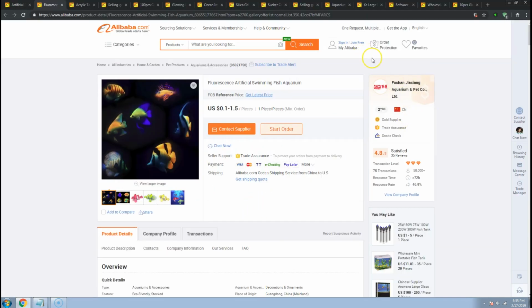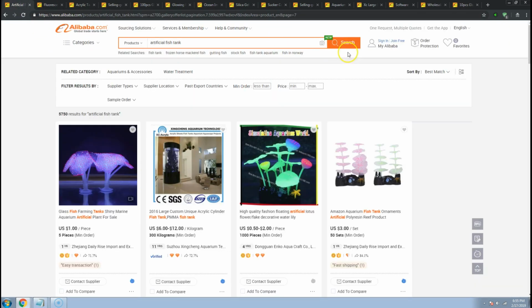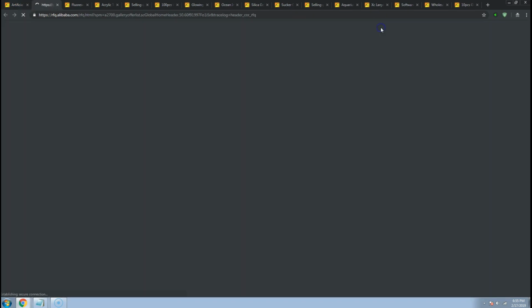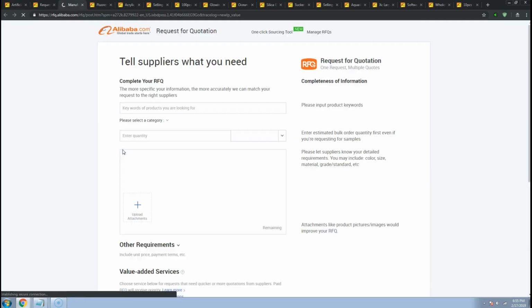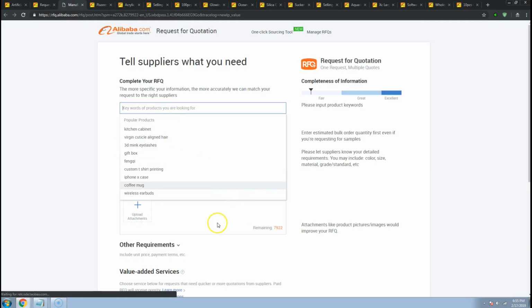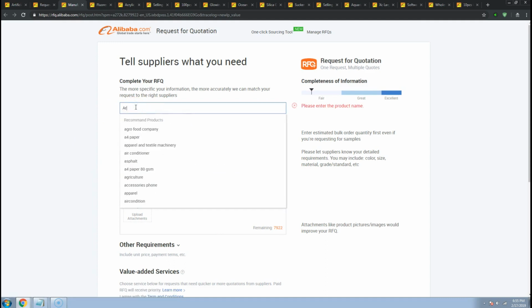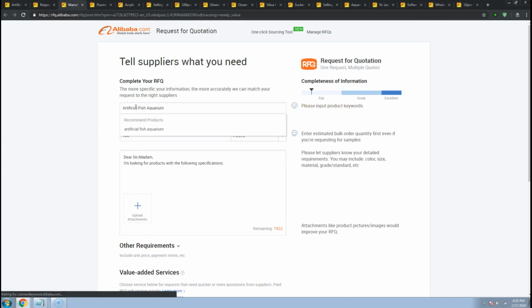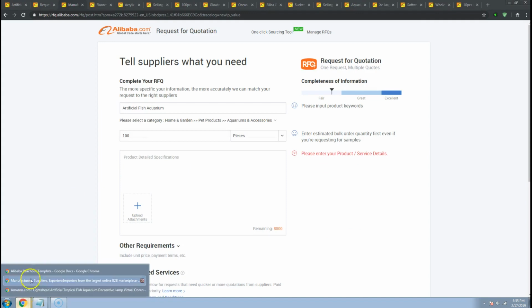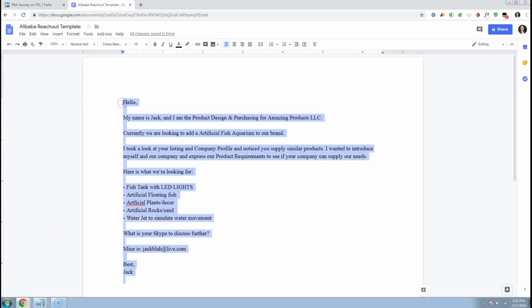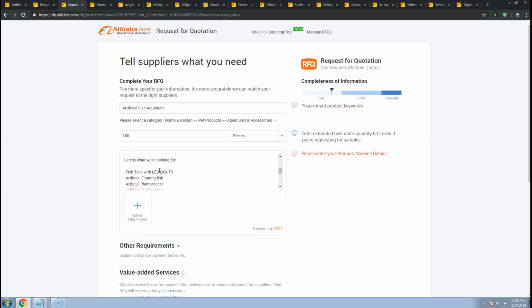Also, if you're having a hard time finding suppliers, or listing to try and get a supplier to reach back out to you, you can also use this right here, the RFQ, the request for quotation. And here you can actually enter what you're looking for, right? Artificial fish aquarium. So from here, copy this, paste it, and then just fix a few things.